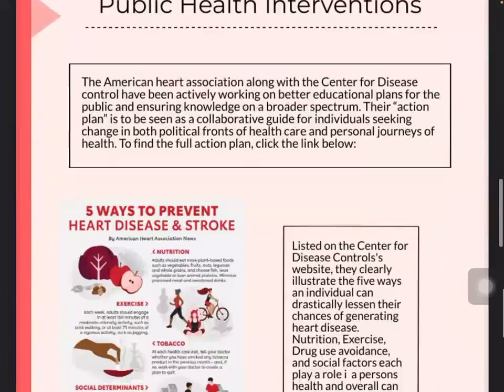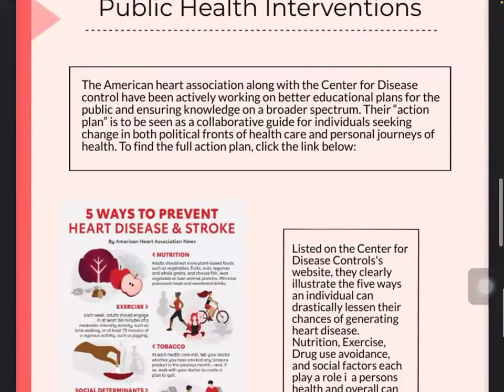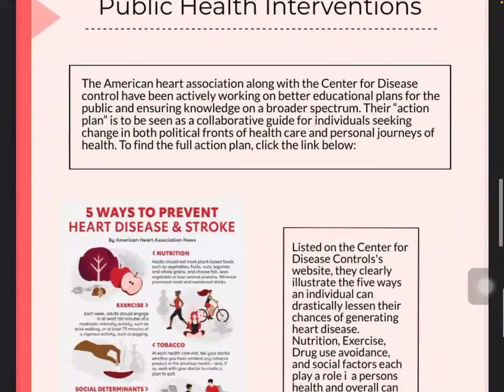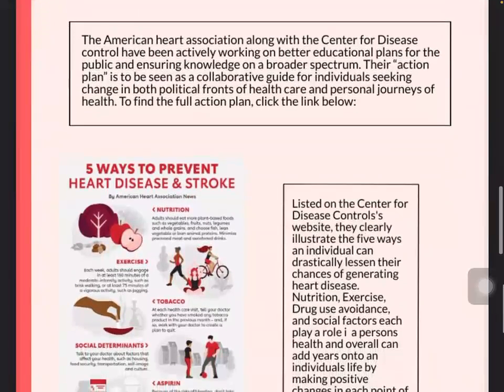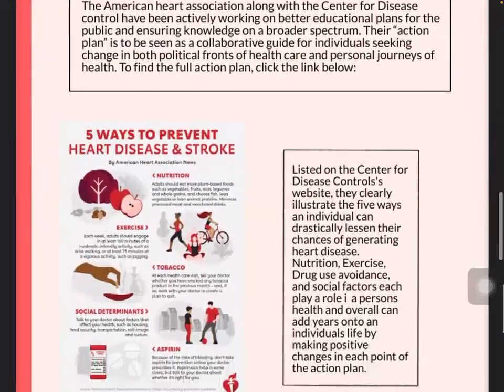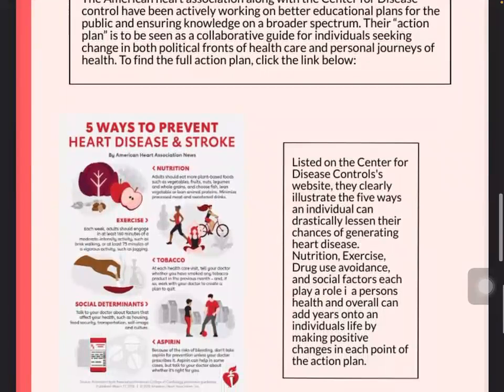Hi, so some public health organizations, such as the American Heart Association and the Centers for Disease Control, have been working on an action plan to broaden information for the public on the topic of myocardial infarctions and better plan on informing everyone involved. This action guide is for individuals seeking change in the political and health aspects in their lives. The action plan consists of 5 major steps.